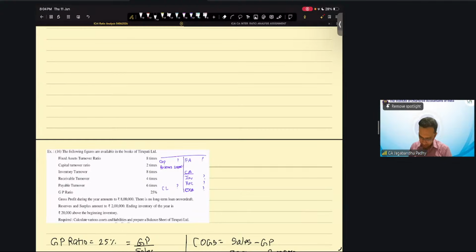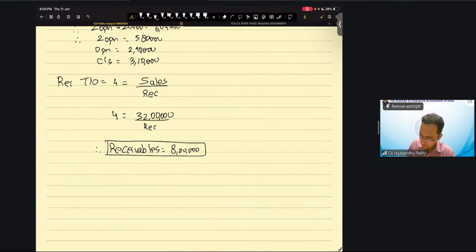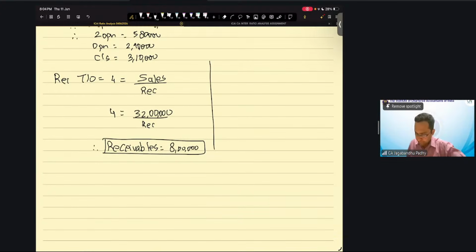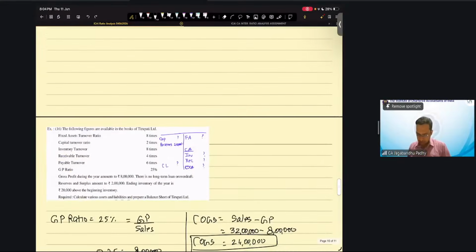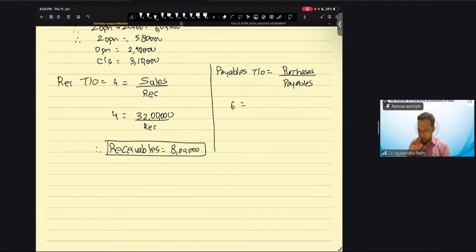Then payables turnover is 6 times. So we'll have to use the payables formula. Payables turnover is purchases upon payables. The payables turnover number is given to us as 6 times. So 6 is equal to purchases upon payables.